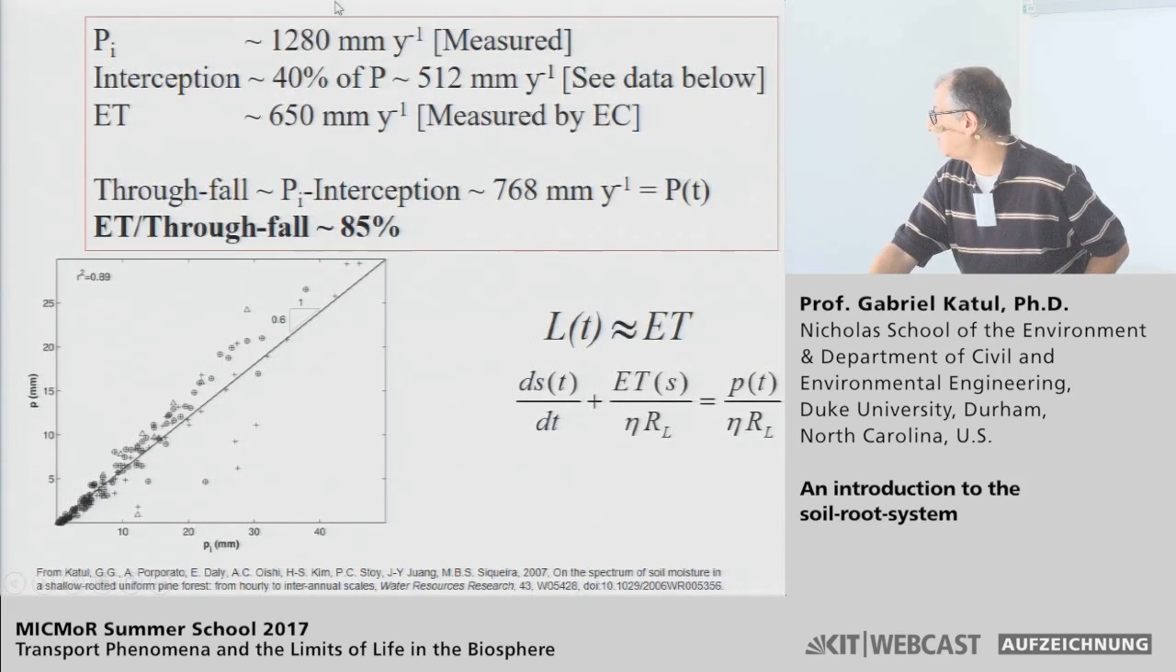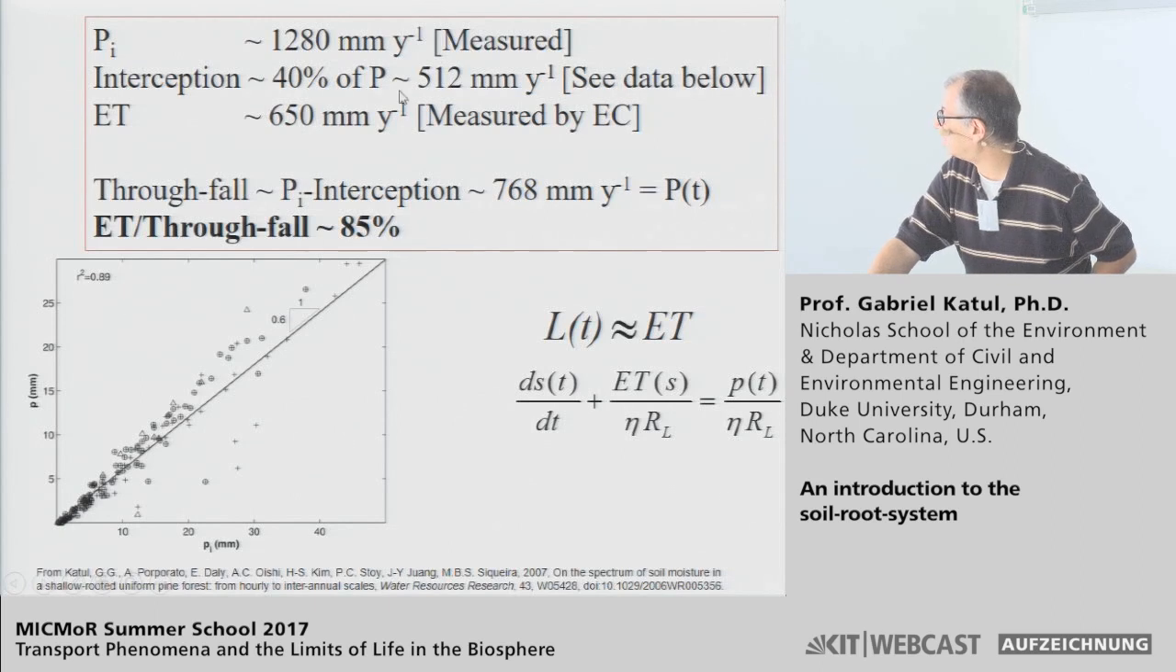Now, at this site, the reason this was optimal for the analysis here is that while precipitation was high, about 1,280 millimeters per year, interception was about 40%, and ET was about 650 millimeters per year, and that was roughly measured by the eddy correlation system. So if you like, ET to throughfall was about 85%. And so basically, we reduced the precipitation based on throughfall, but the throughfall, at least at that site, when you look at daily timescales, it's roughly constant.